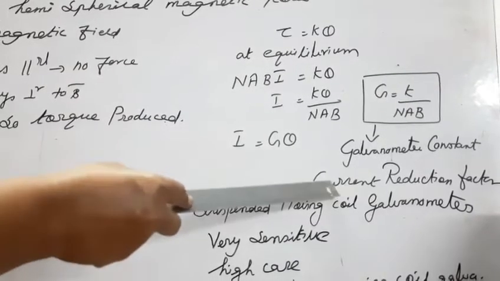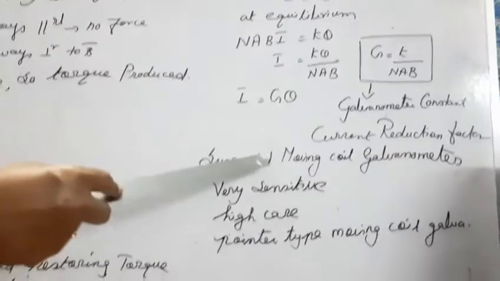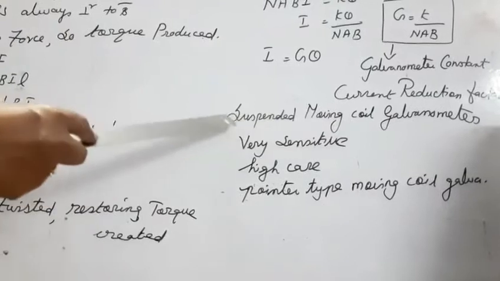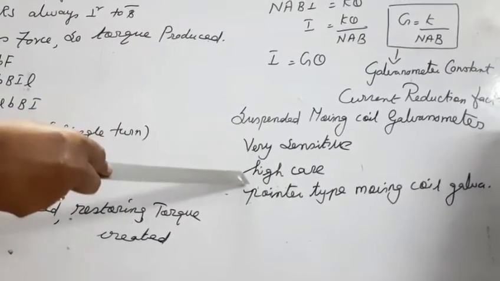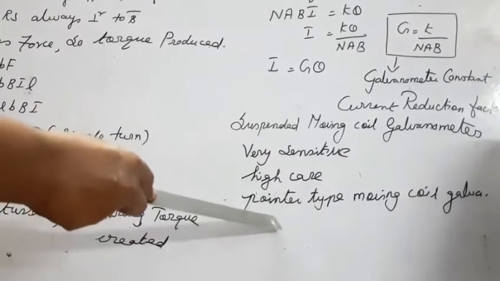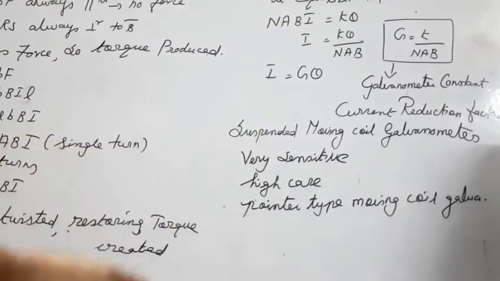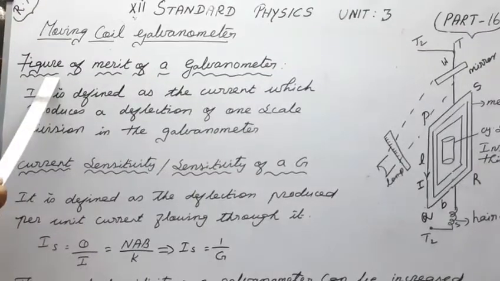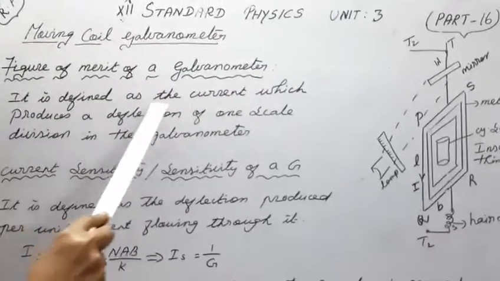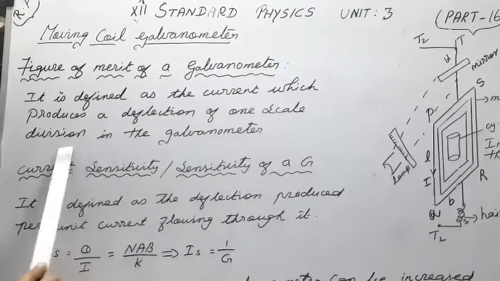And this galvanometer constant is also called the current reduction factor of the galvanometer. So, this is the suspended moving coil galvanometer. This is very sensitive, so high care must be taken. So, usually in the laboratory, we use only the pointer type of moving coil galvanometer. And the next topic is the figure of merit of a galvanometer. It is defined as the current which produces a deflection of one scale division in the galvanometer.